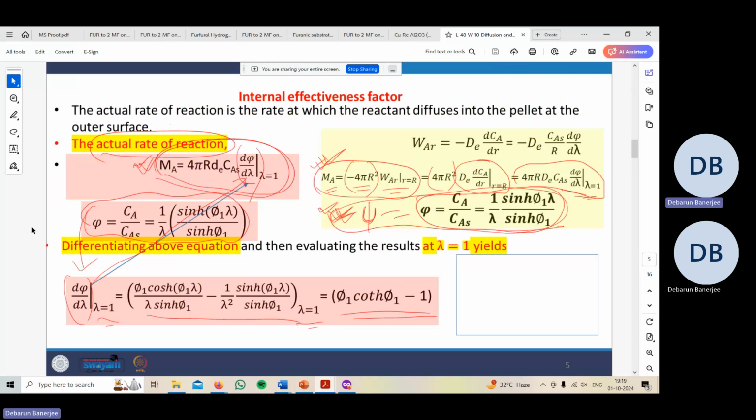The actual rate of reaction is the rate at which the reactant diffuses into the pellet at the outer surface. The actual rate of reaction is MA equals 4 pi R De CAS d psi d lambda at lambda equals 1. The psi equals CA by CAS, which will be equal to 1 by lambda, sinh(phi 1 lambda) by sinh(phi 1). So after differentiation it will be phi 1 coth(phi 1) minus 1.